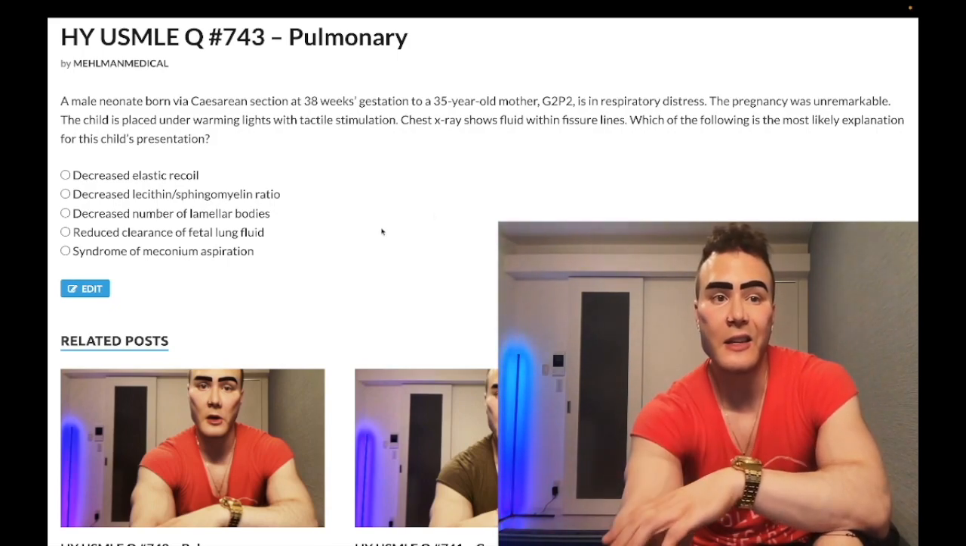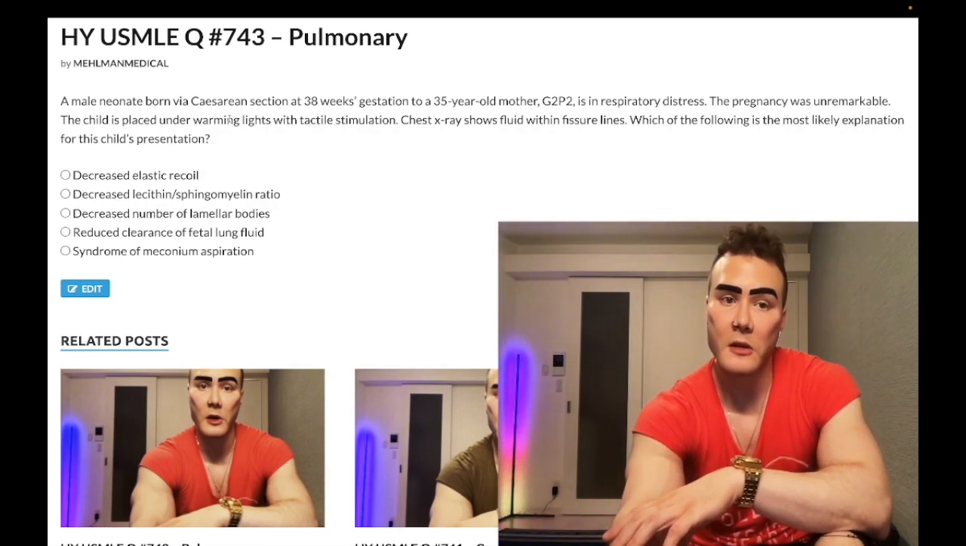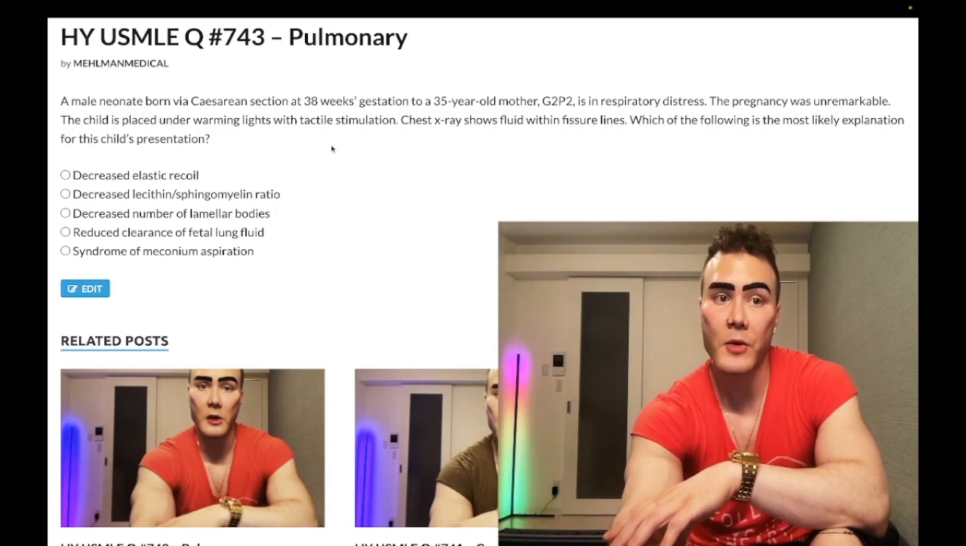So this is TTN. It's going to be a kid born at term. Sounds like NRDS, but it's term via cesarean section. Not enough time for pulmonary lymphatics to clear amniotic fluid out of the lungs.